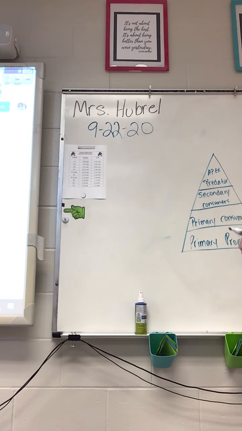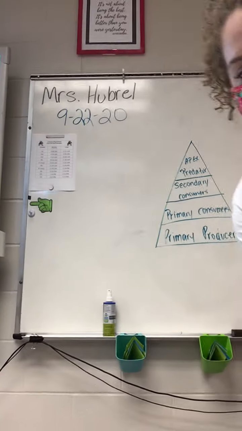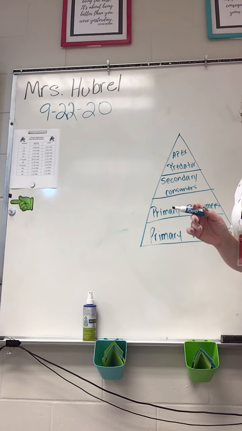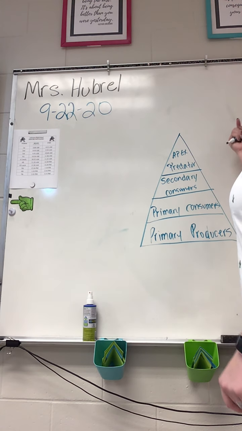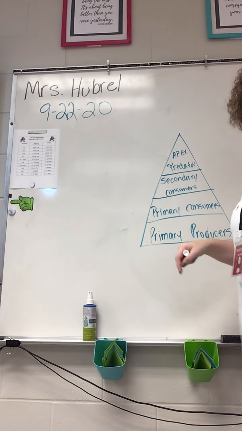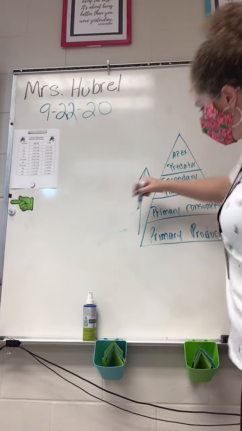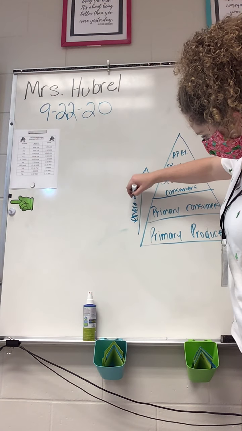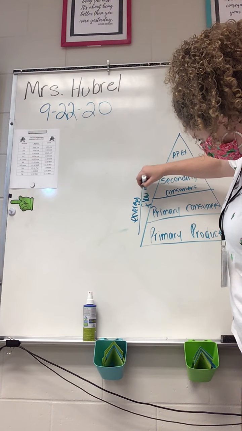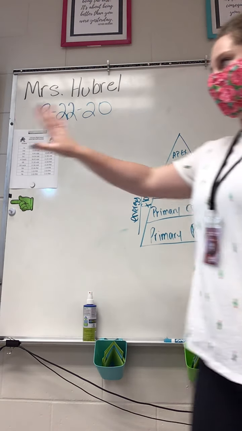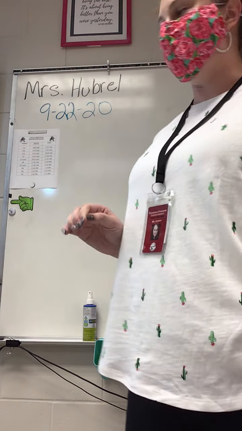Okay. Well, I did not record that very well. All right, so which way does energy flow? Does it flow bottom up or up down? Bottom up. So the arrows would go this way because that's the way that energy flows. All right, so we're going to refer to this for the next part of our lesson.